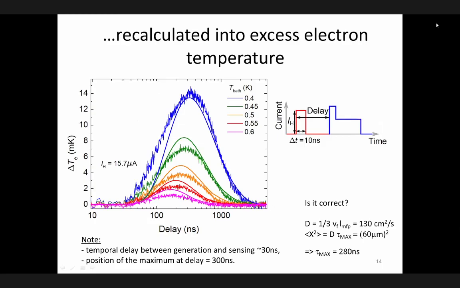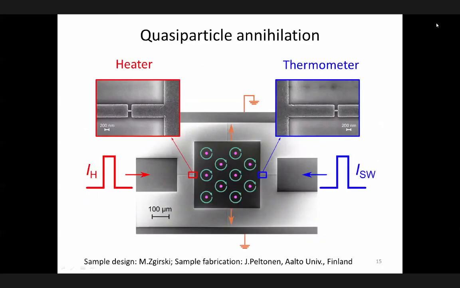So you can consider this either as a nice validation of the thermometer, or you can say, okay, I trust my thermometer, so I consider this the determination of the diffusion constant in aluminum. Yes. Okay, and now let's go back to vortices.